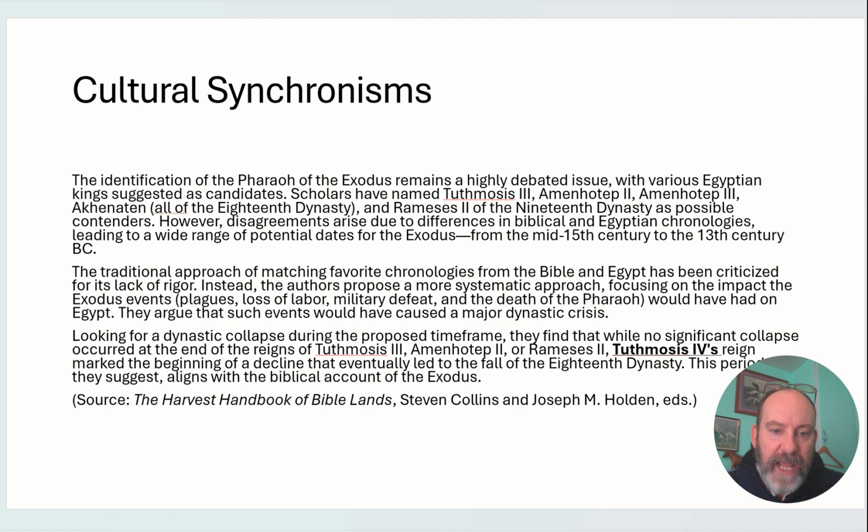So if you take looking for a dynastic collapse during the proposed time frame, they find that while no significant collapse occurred at the end of the reigns of Thutmose III and Amenhotep II, Thutmose IV's reign marked the beginning of a decline that eventually led to the fall of the 18th dynasty. This period suggests aligns with the biblical account of the Exodus.